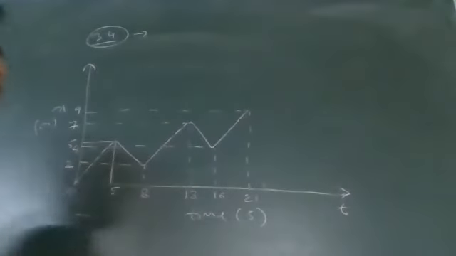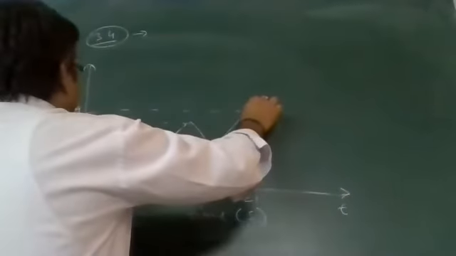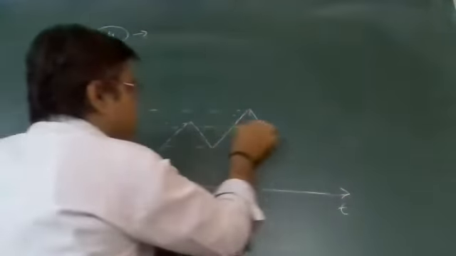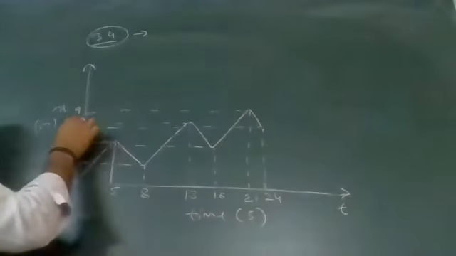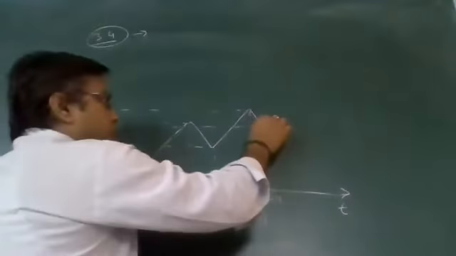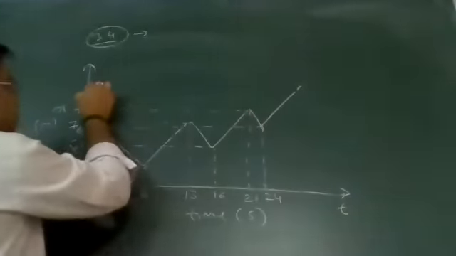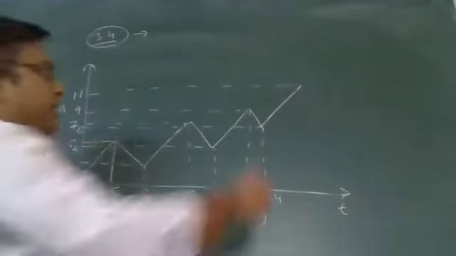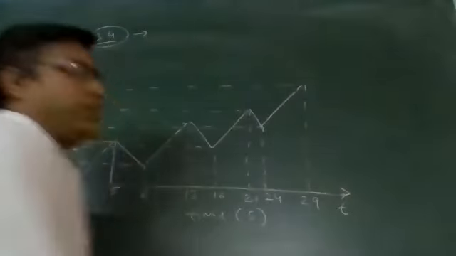Now 3 steps backward. He is at 9, and after 3 steps back he will reach 6 meters. The time is 24 seconds and the distance is 6 meters. From this point he will again take 5 steps forward, so from 6 he will reach 11 meters. The time required will be 24 plus 5, so write here 29 seconds.